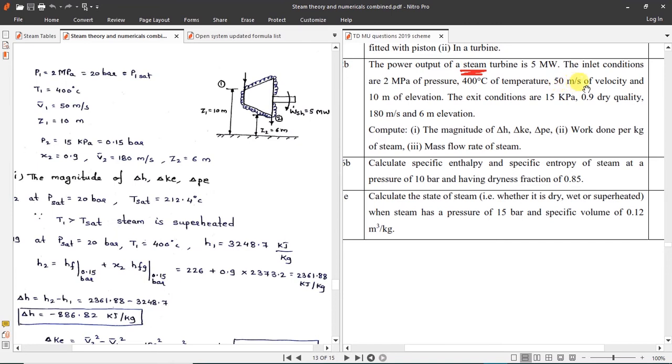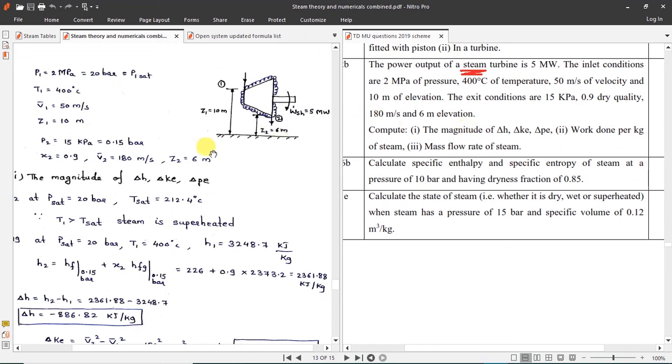50 meter per second velocity. So V1 is 50 meter per second and elevation 10 meter. So Z1 is 10 meter. The exit conditions are, so point 2, 15 kilopascal. How to convert kilopascal to bar? Divide by 100. So 0.15 bar and 0.9 dryness fraction, which means it is wet steam. So x2 is 0.9. For point number 2 we know the state, it is wet steam. For point number 1 it was not given in the question, it is superheated. We understood it from the steam table.